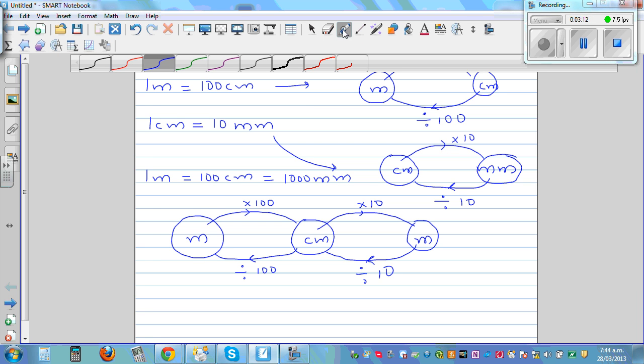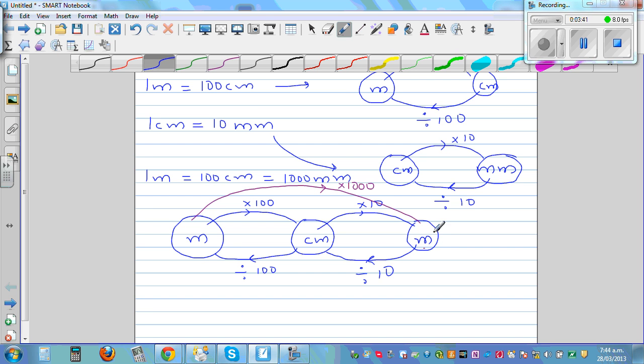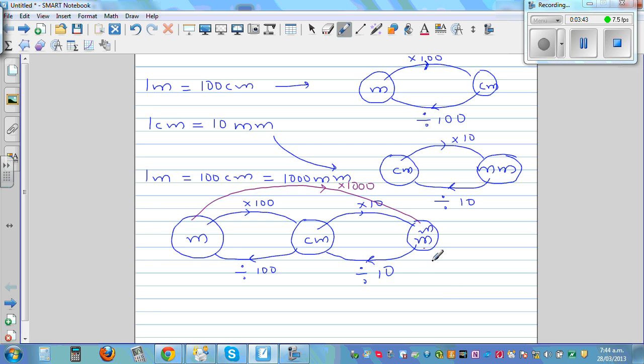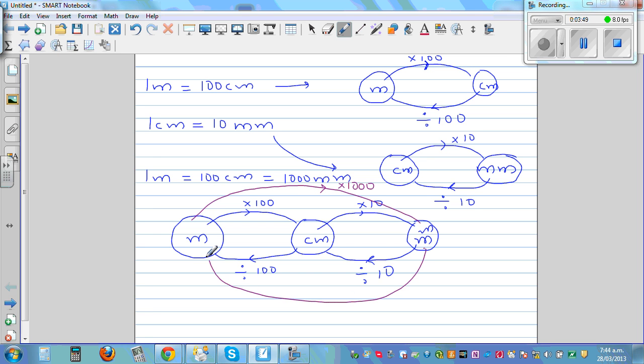But if you want to do one big jump from meter to millimeter, let me use a different color. If you want to convert from meter to millimeter, this is a jump of 100 and then a jump of 10. So you have to times it by 1000. And that's what you can see, 1 meter is 1000 millimeters. This is millimeter, sorry, I should write mm. And if you want to go backwards from millimeter to meters, you have to divide by 1000.